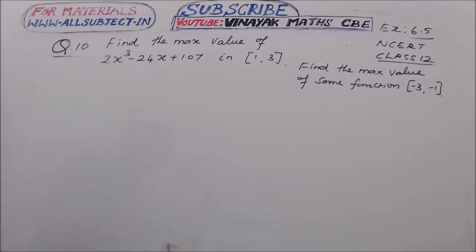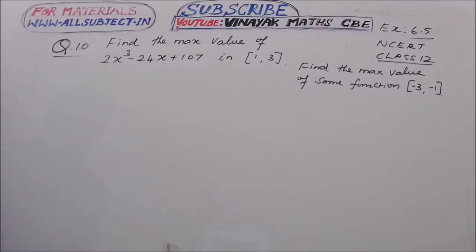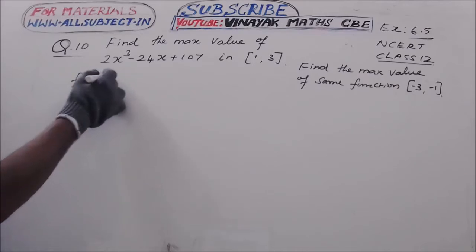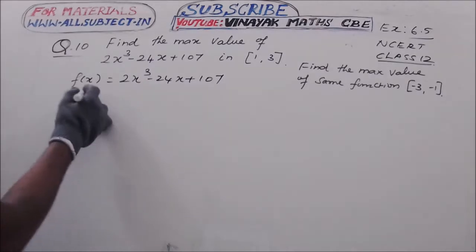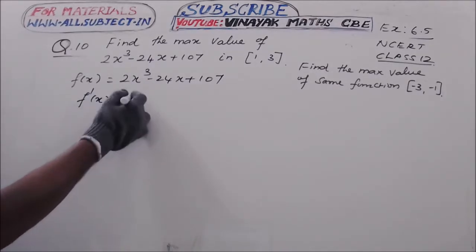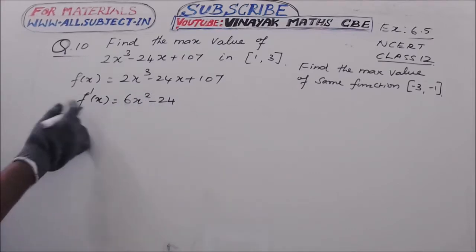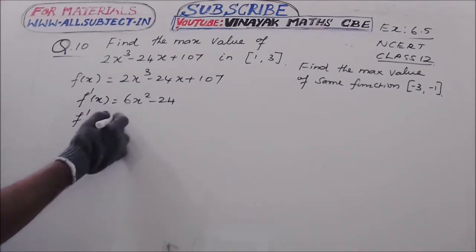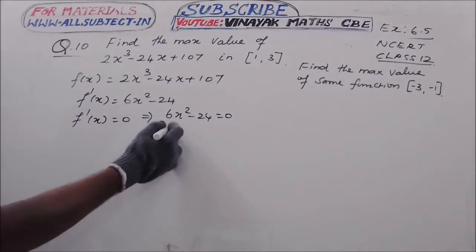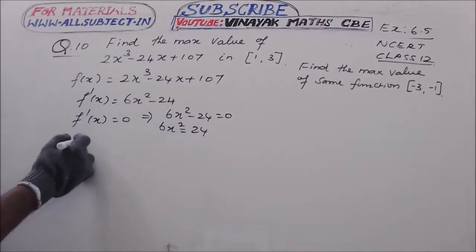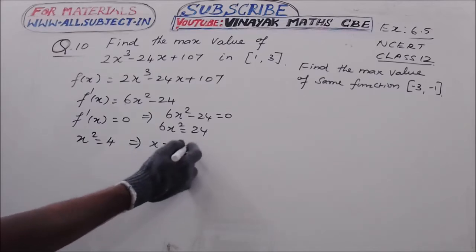By use of that method, first of all we should find f dash of x and substitute f dash of x equal to 0. So f of x is given as 2x cube minus 24x plus 107. Finding f dash of x is equal to 6x square minus 24, and put f dash of x equal to 0, which implies 6x square minus 24 equal to 0. 6x square equal to 24. X square equal to 24 by 6 is 4, which implies x is equal to plus or minus 2.